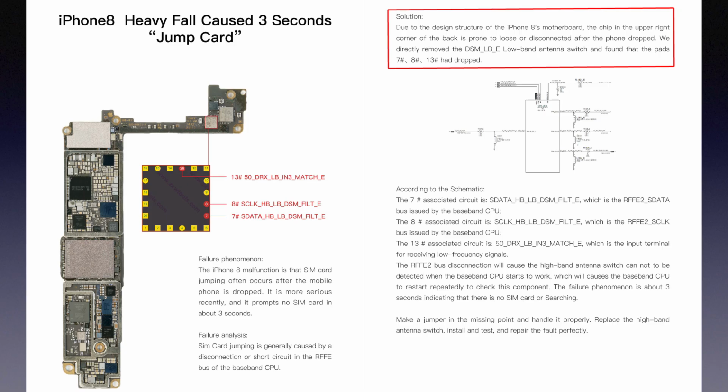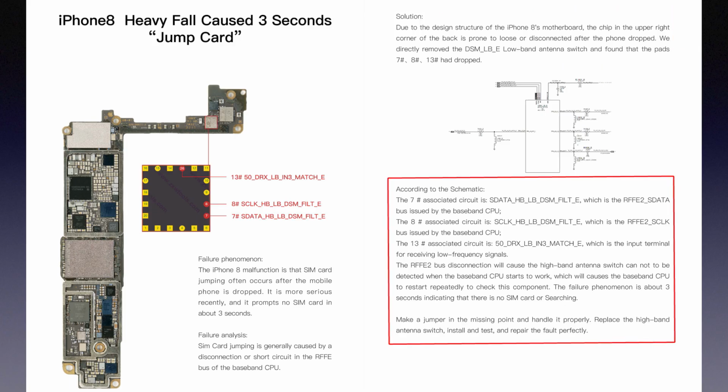We directly remove the DSM LBE low band antenna switch and found that pin 7, pin 8, and pin 13 of the pad had dropped. According to the drawing, the pin 7 associated circuit is SDATA HB LB DSM FILTE, which is the RFFE2 SDATA lines issued by the baseband CPU.